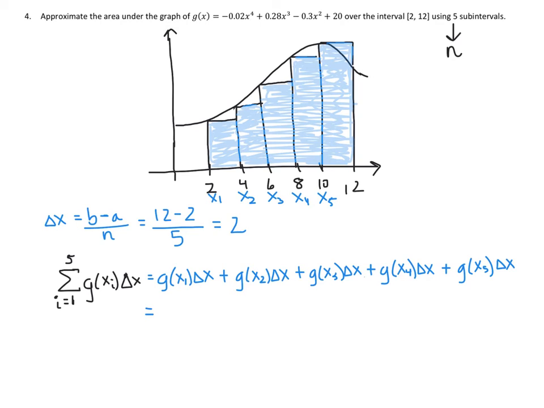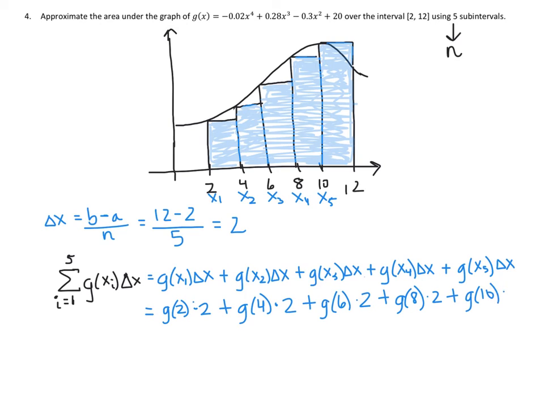Now when we calculate this summation, we know that our delta x is 2, but we need to calculate our function g for each of our left endpoints. So that's going to look like g of 2 times 2 plus g of 4 times 2 plus g of 6 times 2 plus g of 8 times 2 plus g of 10 times 2. We can use our calculator to make it quicker to calculate each of these function values.